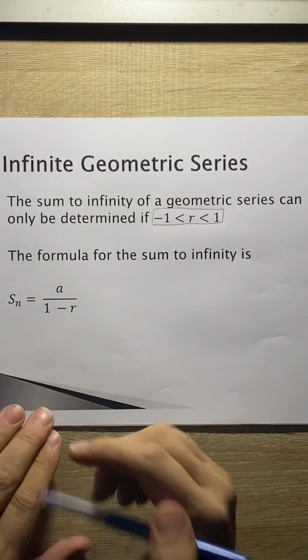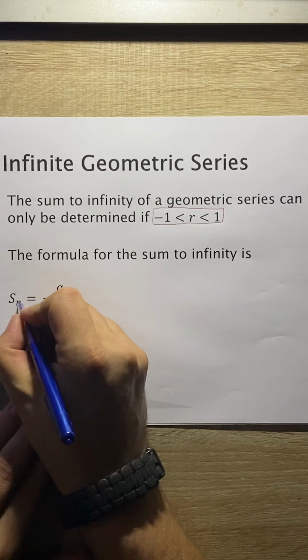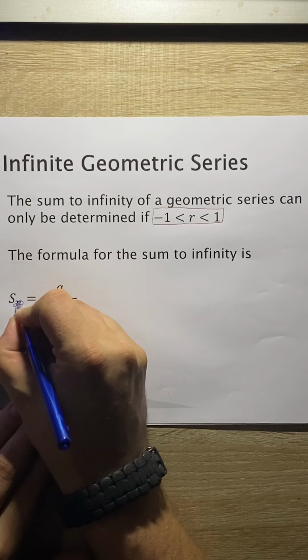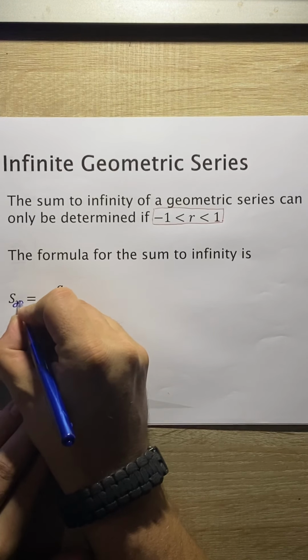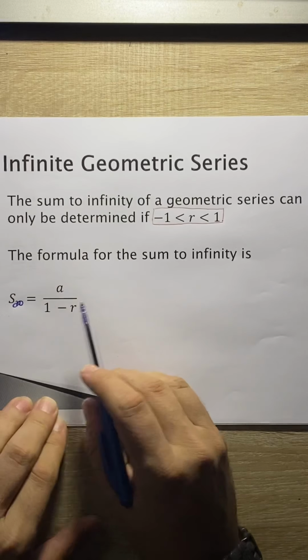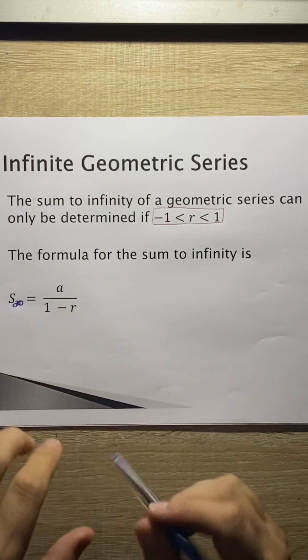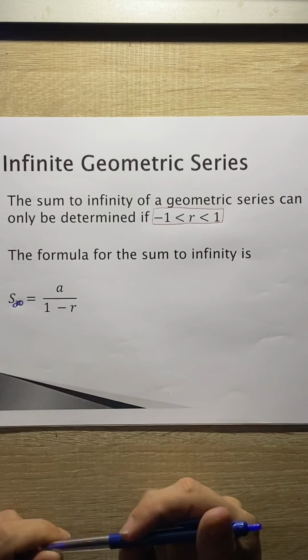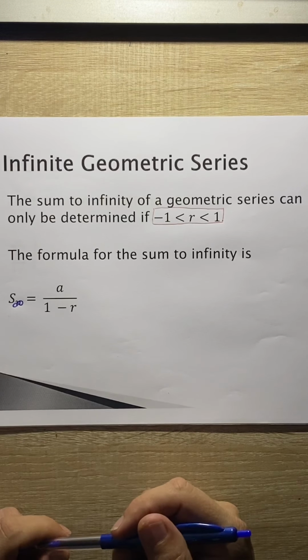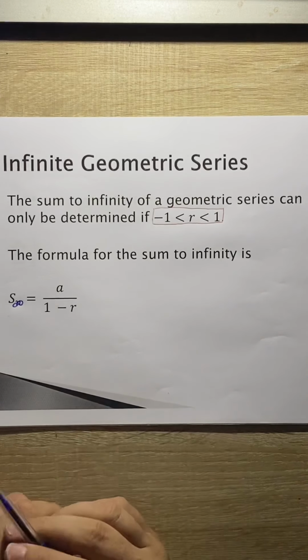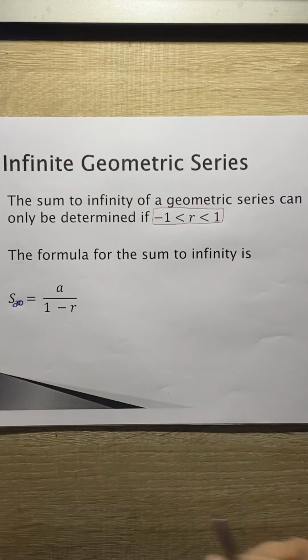Now, your formula for sum to infinity: this should not be an n, this should be an infinity sign. So the sum to infinity is equal to a over 1 minus r. And that is why I wanted you to write your normal sum formula with 1 minus r at the bottom, because it fits with the sum to infinity.